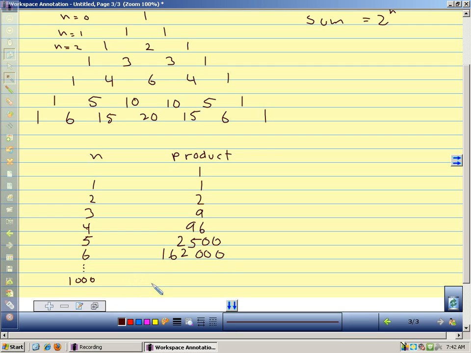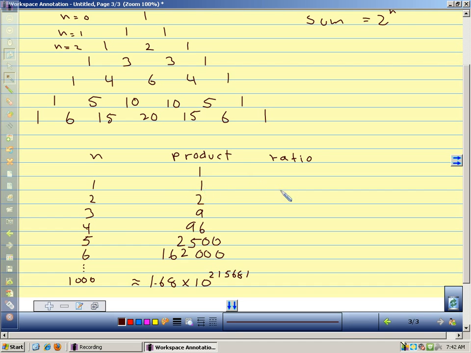And you'll have to take my word for it on the 1,000. I took the word of the person who wrote the article because I didn't want to calculate it. It's about 1.68 times 10 to the 215,681. So the product of the rows grows very quickly. To look at how quickly it grows, we're going to do the ratio of the products, so the ratio of the next product with the previous product.